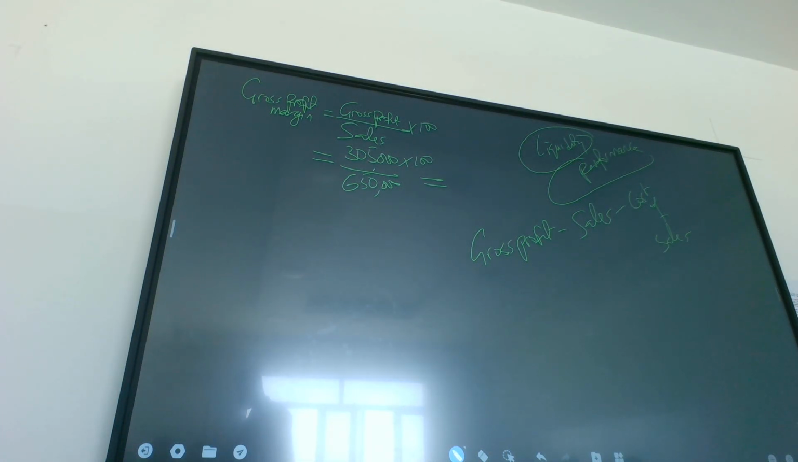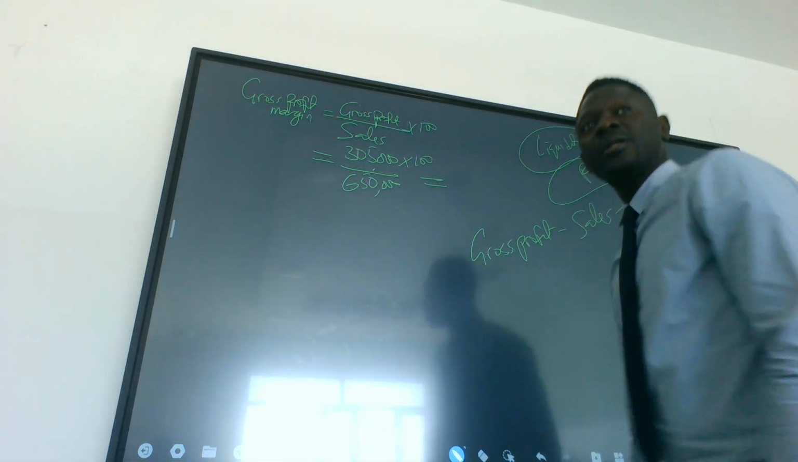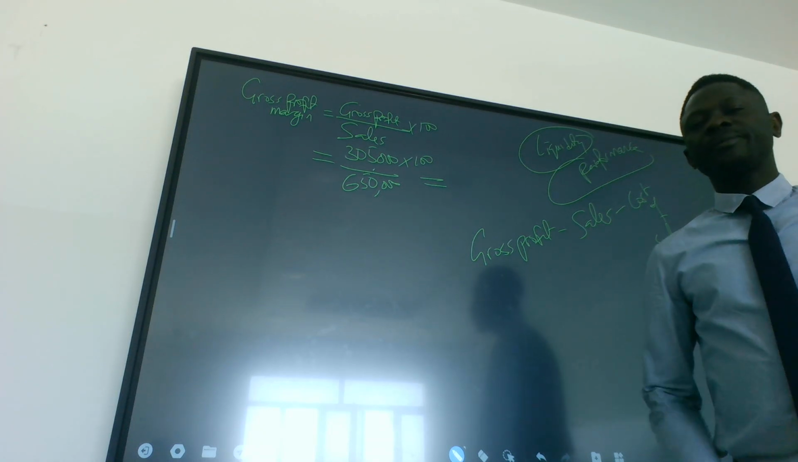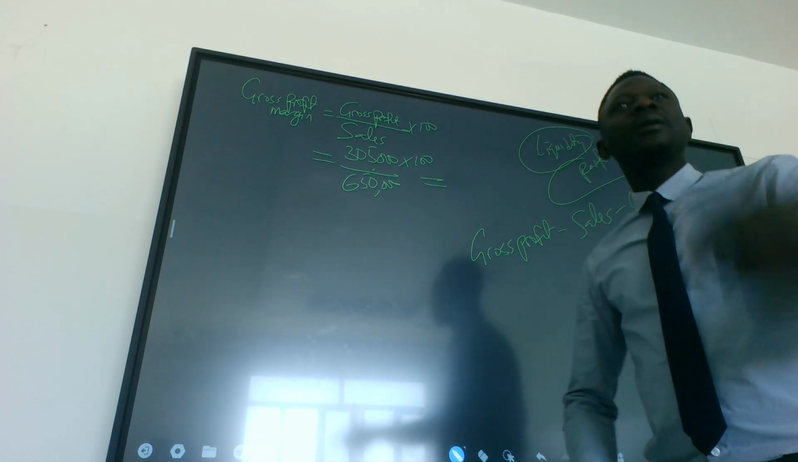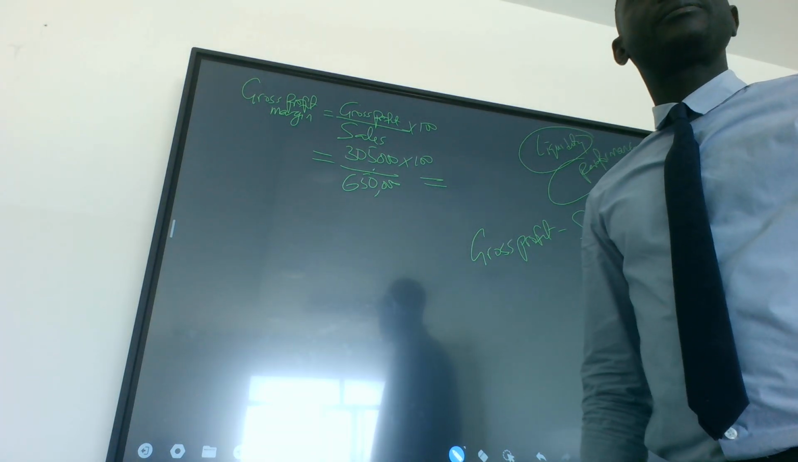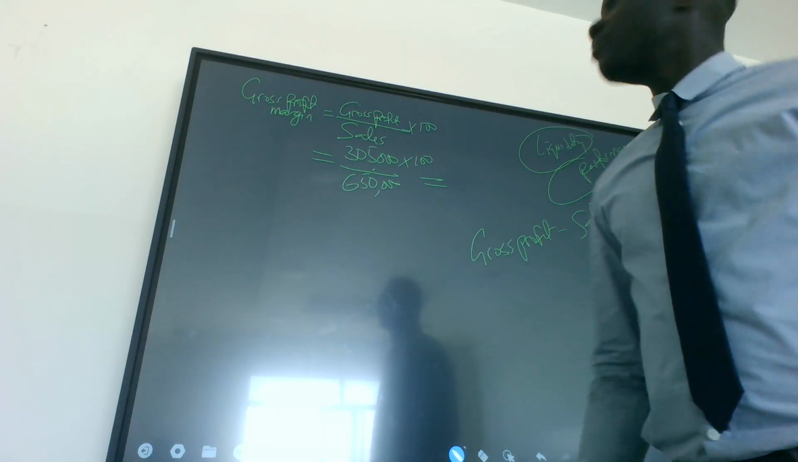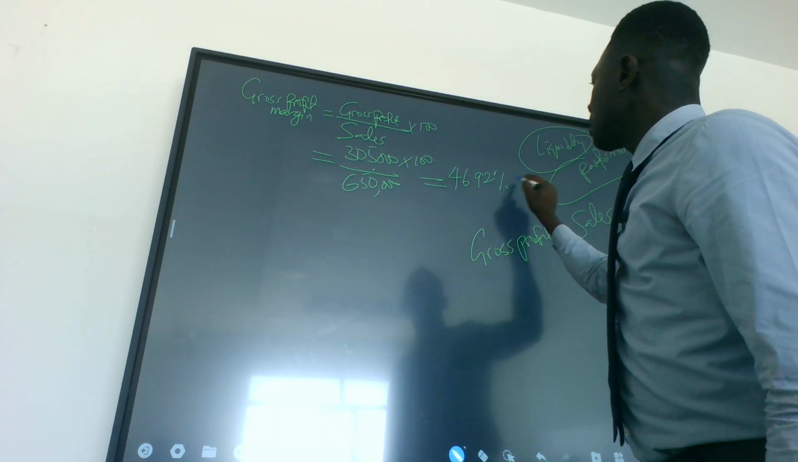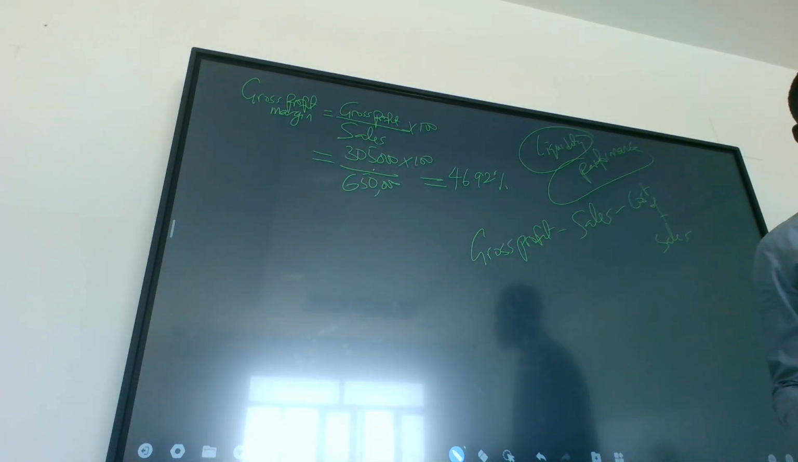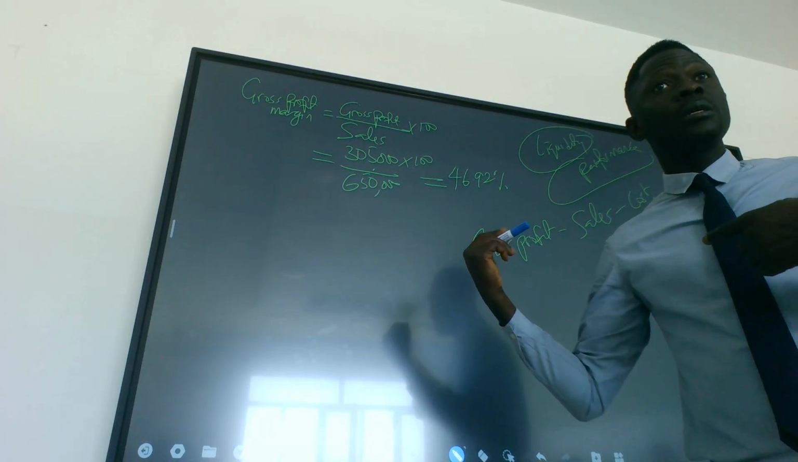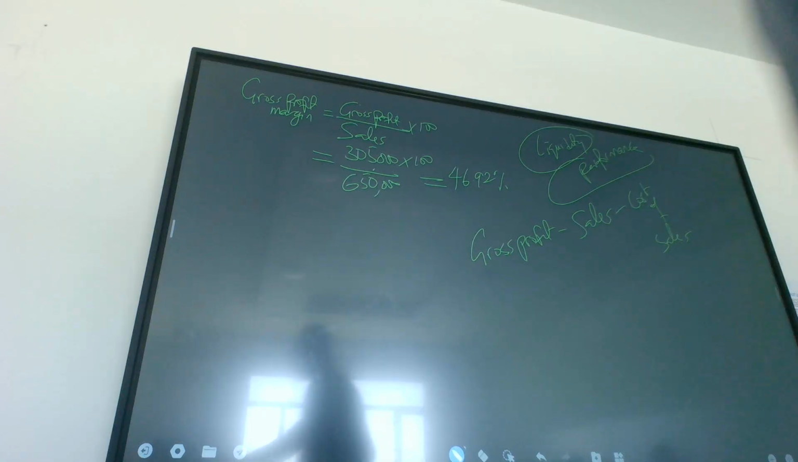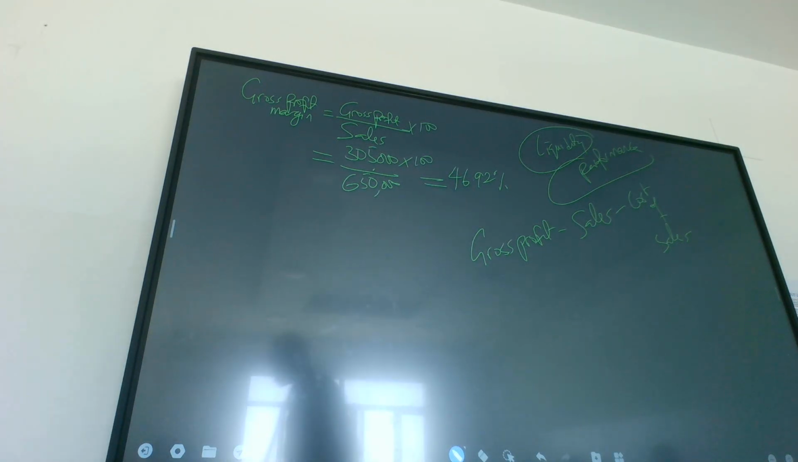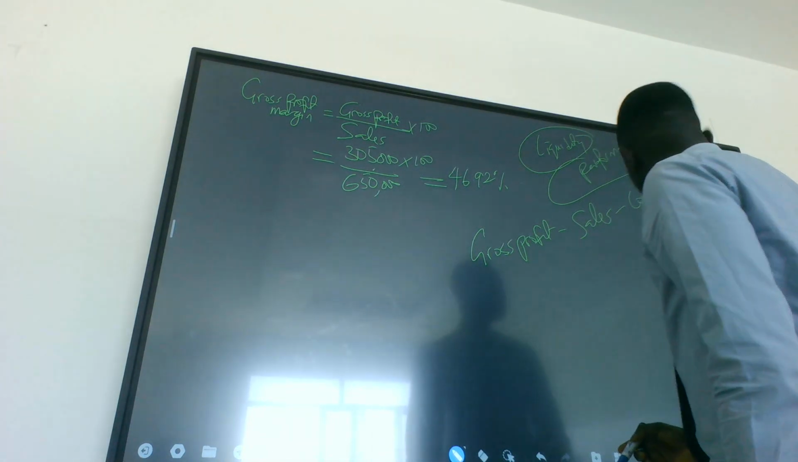Brilliant. Now, what does it give you, please? Are you guys with me? You need it to two decimal places. 46.92%. Do you understand gross profit margin? 47. Is it? Let me see. 46.92. Yeah. Thank you. So we move on.